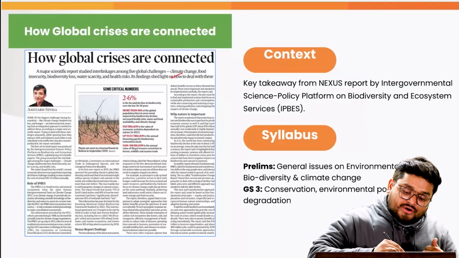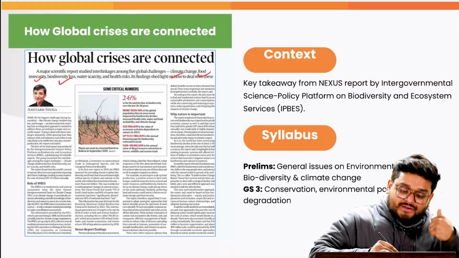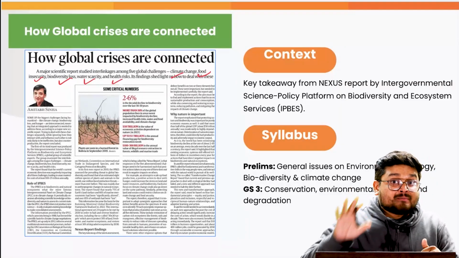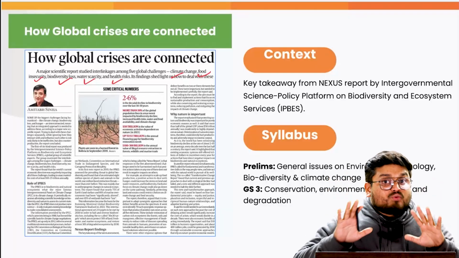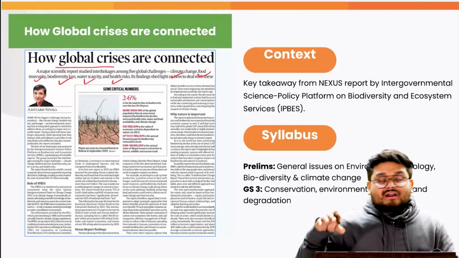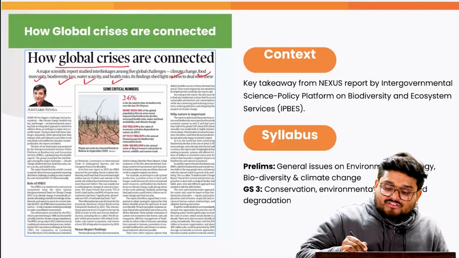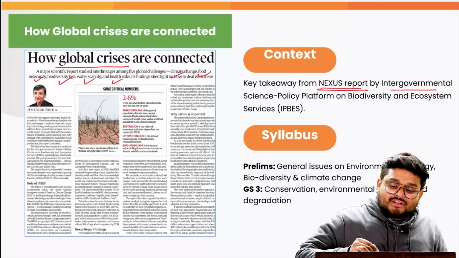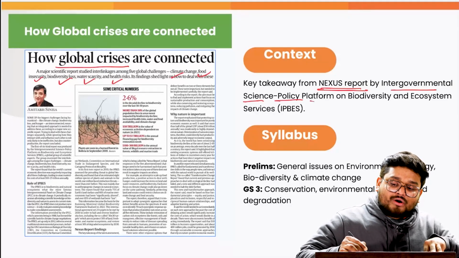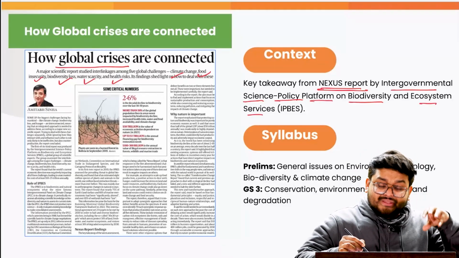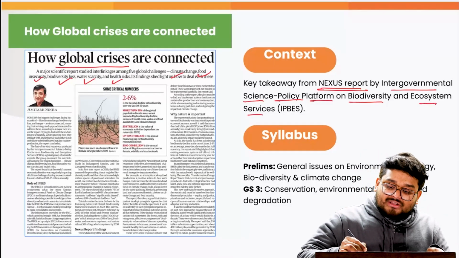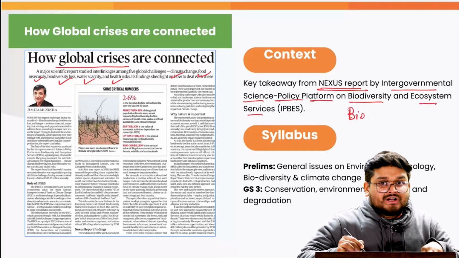Climate change, food insecurity, biodiversity loss, water scarcity, and health risk. Remember these 5 terms, because these 5 terms have been highlighted as 5 of the most important global crises, correct, according to the Nexus report published by the Intergovernmental Science Policy Platform on Biodiversity and Ecosystem Services. A very important research organization when it comes to the biodiversity in the world.